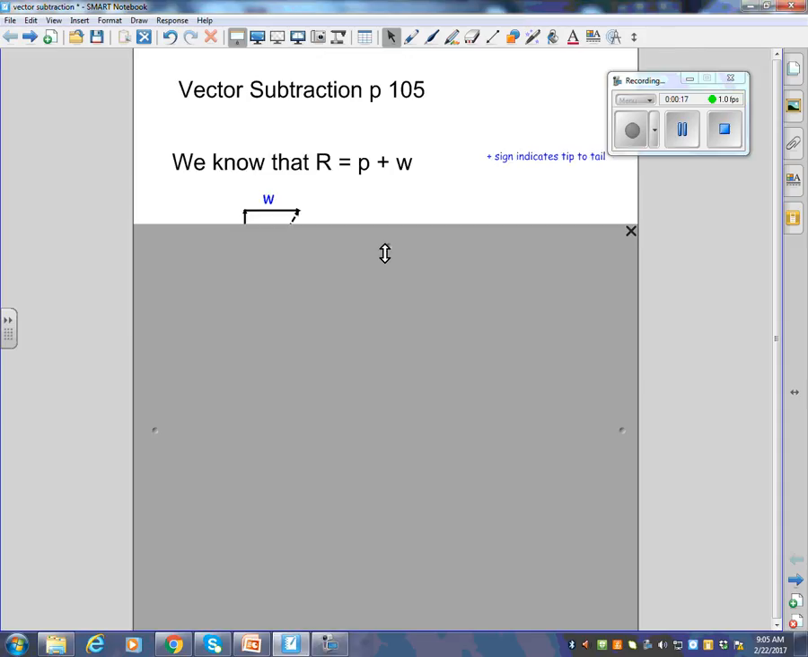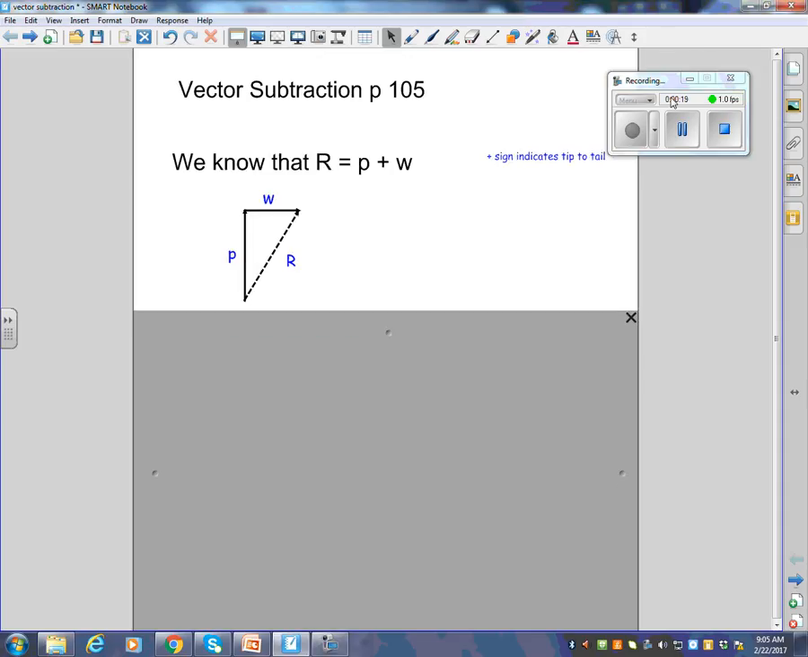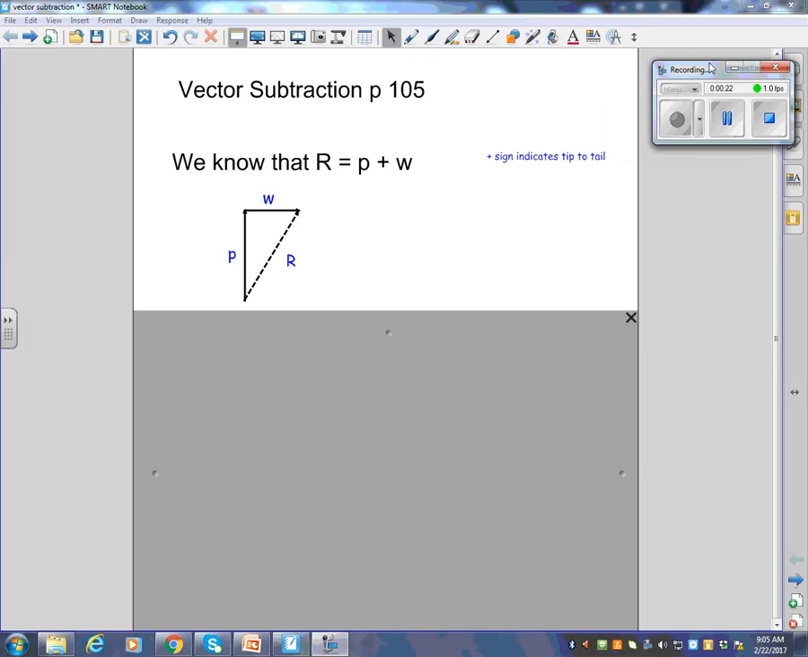First, let's talk about what vector subtraction is. Now, this kind of leads into tomorrow's, and I'm starting to wonder if I should change the order of the days. Maybe next year I'll do that. But anyways, when you're dealing with word problems, the resultant, if you're talking about plane and wind, P and W, is equal to the plane plus the wind.